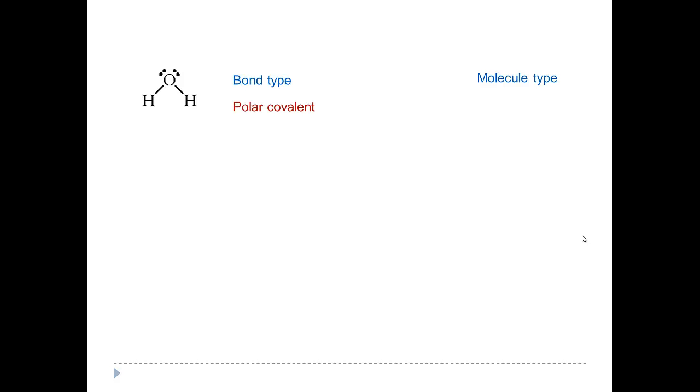The bond type here is going to be polar covalent. Molecule type is also going to be a polar molecule. Again, the O has the higher electronegativity, so it's going to be partially negative. H's are partially positive. There's nothing to cancel it out on the other side, so the dipole moment will go up through the O. Next example.